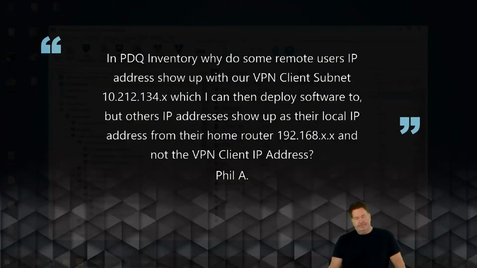Gentlemen, in PDQ Inventory, why do some remote users' IP addresses show up with our VPN client subnet 10.212.134.x, which I can then deploy software to, but others' IP addresses show up as their local IP address from their home router, 192.168.x.x, and not the VPN client IP address? Thanks, Phil A.